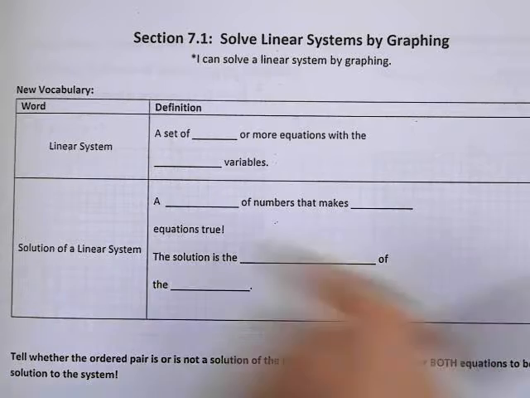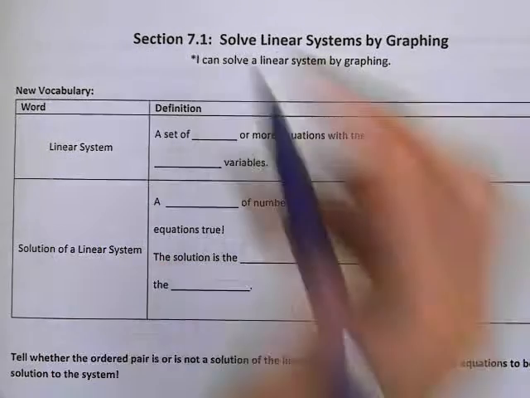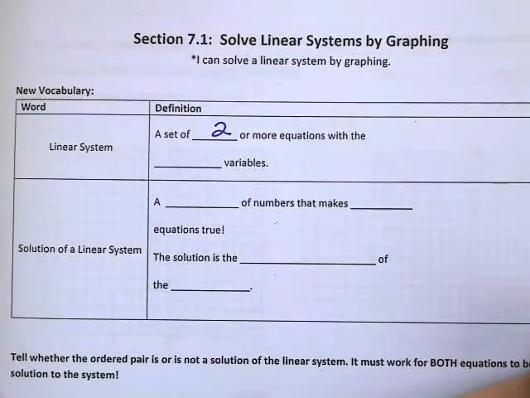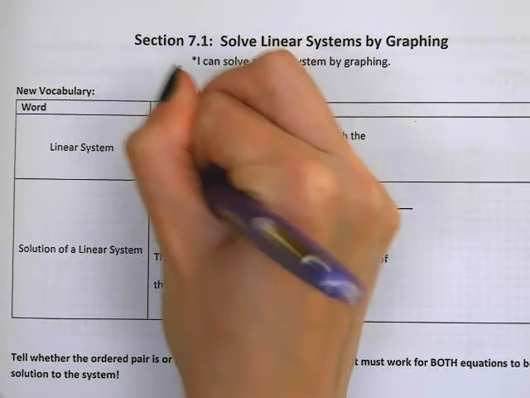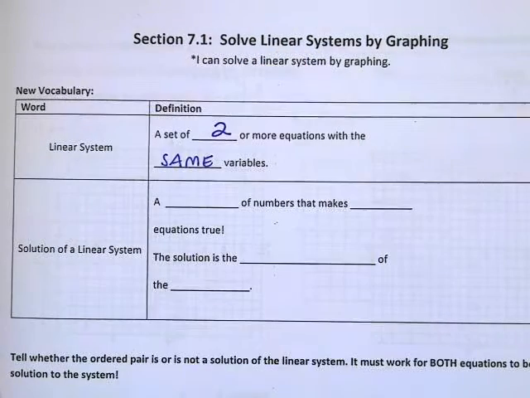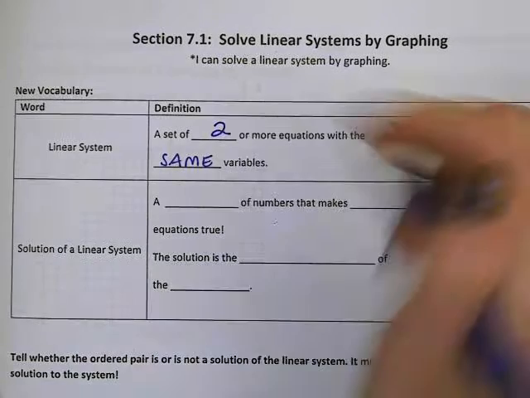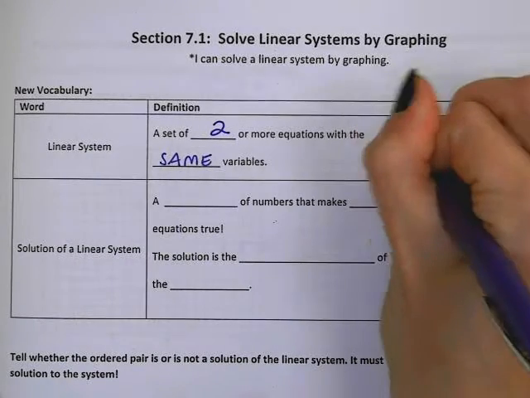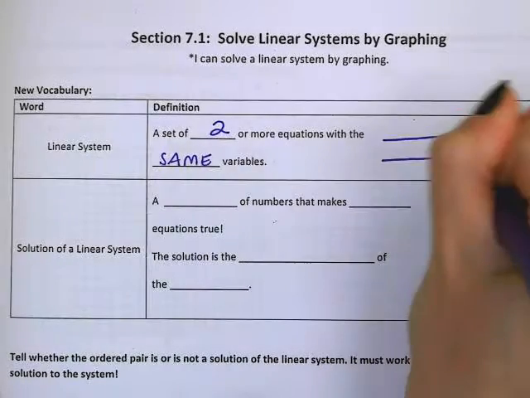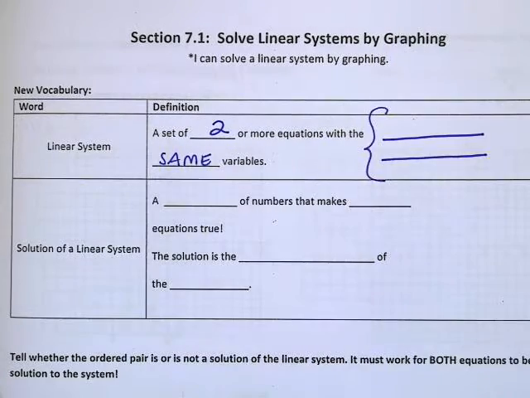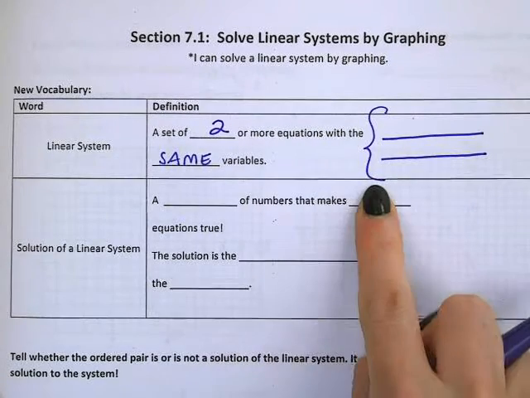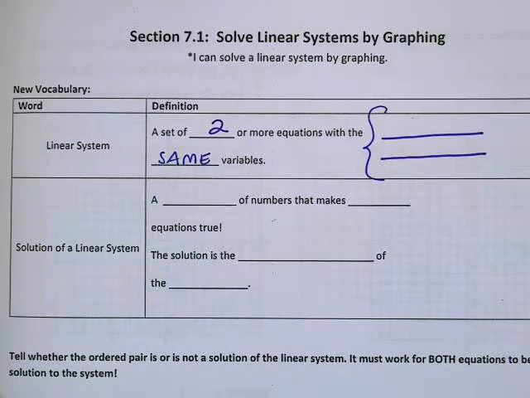Okay, so let's talk about what a linear system is. It's a set of two or more equations with the same variables. Last chapter, or actually 2 chapters ago, we solved one equation. Now there's going to be 2 of them. And there's usually a little squiggle bracket around it just to group them together.